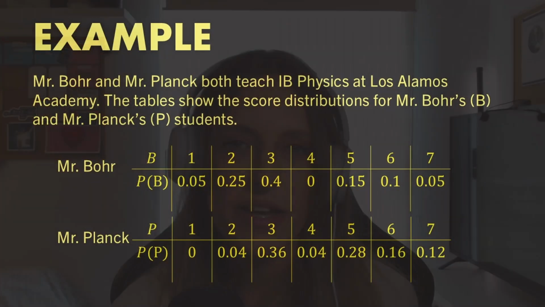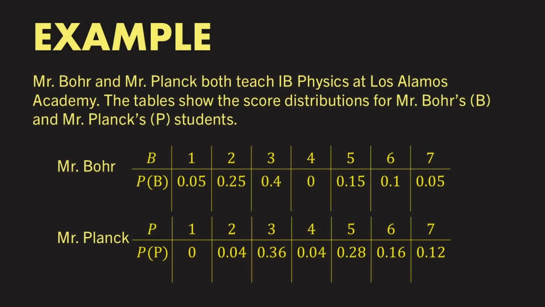Let's put these concepts in practice and analyze an example. This is going to be about a physics class. In this class, we have two teachers, Mr. Bohr and Mr. Planck. Mr. Bohr and Mr. Planck both teach IB Physics in Los Alamos Academy. These tables show the score distributions for Mr. Bohr's, let's name him B, and Mr. Planck, let's name him P.